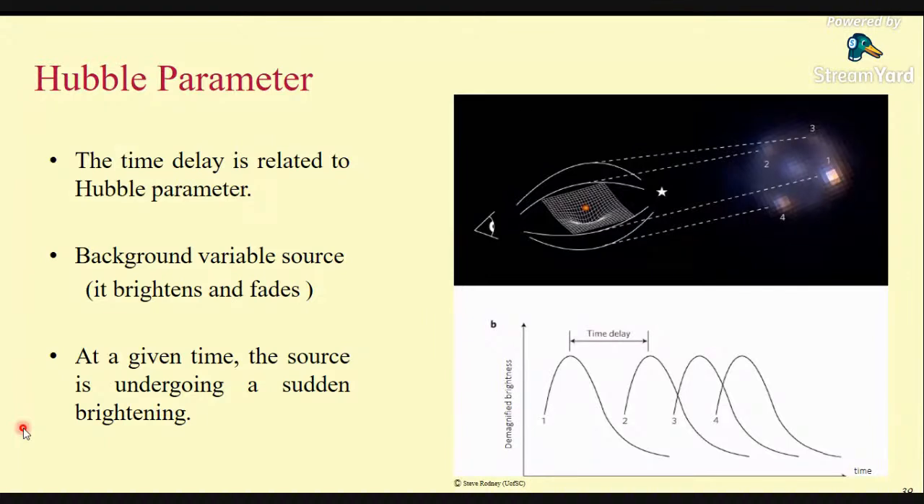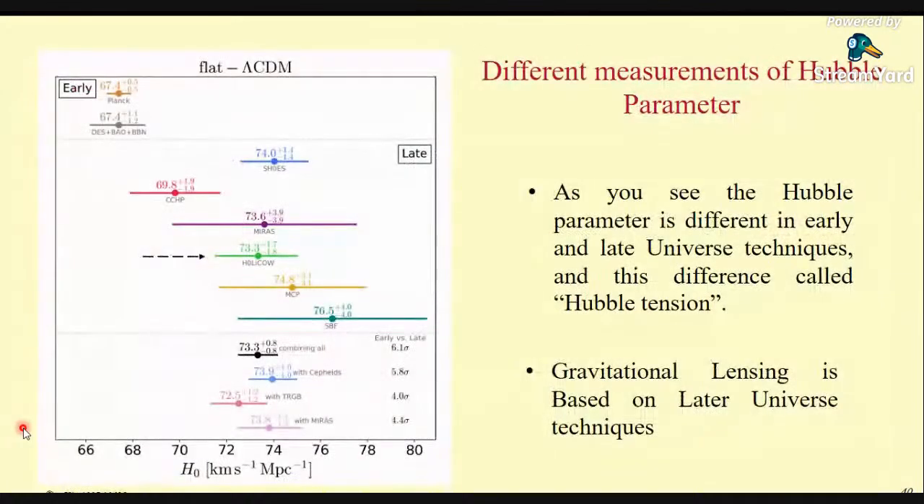In other words, this delay allows us to measure an absolute distance within the system, and that's related to the Hubble parameter, so we can calculate it and we can measure it. And these are different measurements of the Hubble parameter. As you see, the Hubble parameter is different in early and late universe techniques, and this difference is called the Hubble tension. Gravitational lensing is based on late universe techniques, and it's important to measure the Hubble parameter with different methods to find the answer for this tension, to know why.